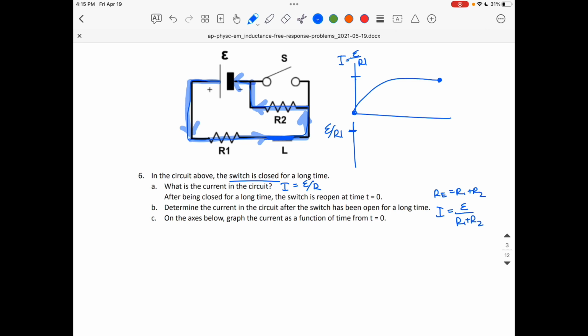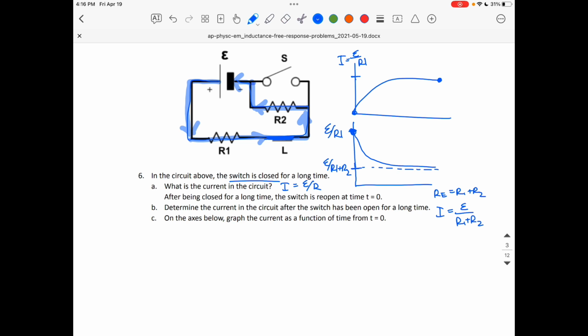I started drawing the graph for C, so I'm just going to continue that drawing over here. I start off with the current that I ended at, EMF over R1. I end after a long period of time at EMF over R1 plus R2. Now, that's the point at which it reaches steady state. So I'm going to start here, and it's not necessarily discharging, but the higher resistance causes the current to decrease until it reaches steady state. And so that's the shape that you're going to create once the switch is open.